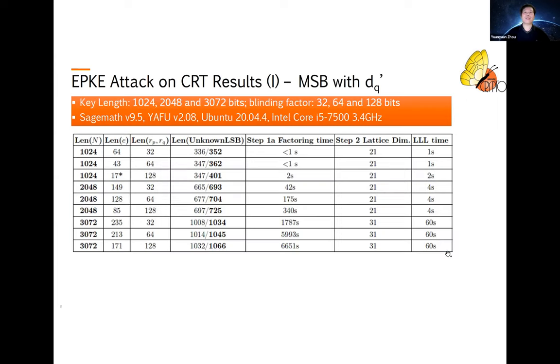So the third part is about the experimental results. As I said, we need to verify whether this factorization of K prime times L prime is feasible.